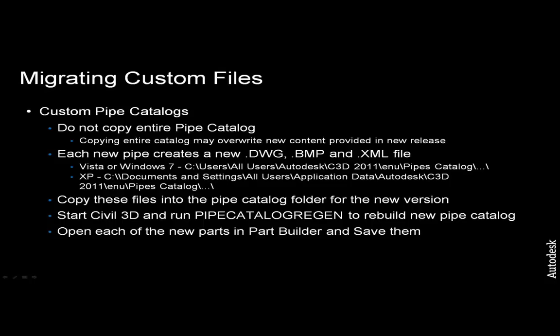An important step is to start Civil 3D and run the pipe catalog regen command at the command line to rebuild the pipe catalog. You will then need to open each one of the new parts in the part builder and save them individually.